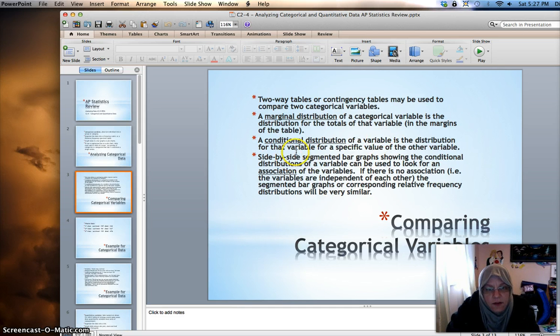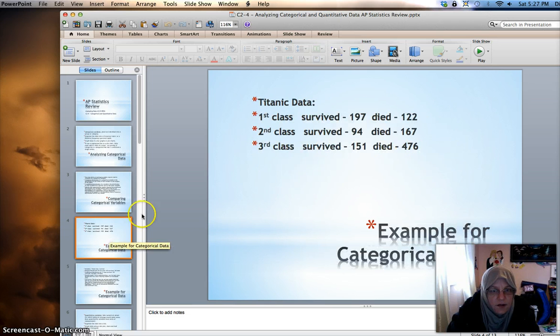Now, for graphing things like this, you can use side-by-side segmented bar graphs so that you can look for an association of the variables. If the side-by-side segmented bar graphs look basically identical, then there's likely no association, or we could say that the variables are independent of each other. If the segmented bar graphs or corresponding relative frequency graphs are not very similar, then there probably is an association between the two variables. Now let's look at an example.